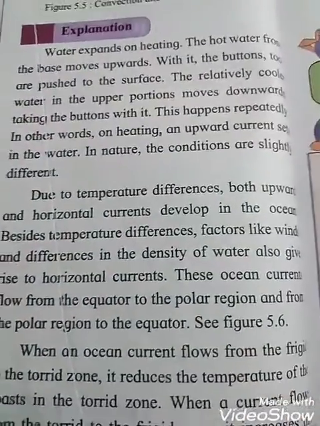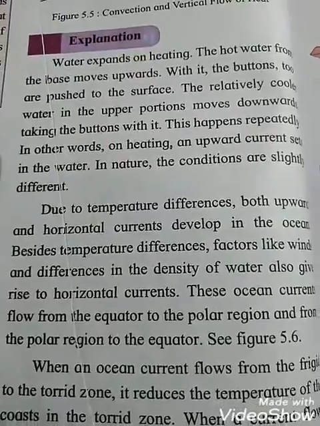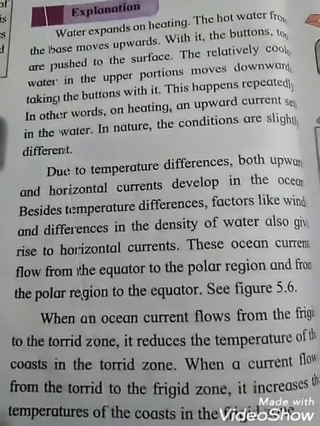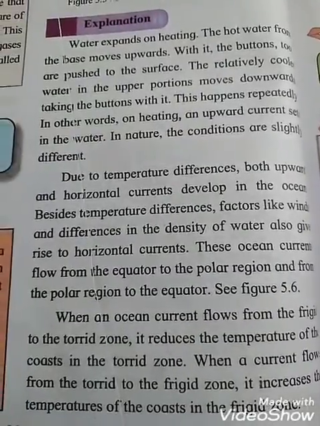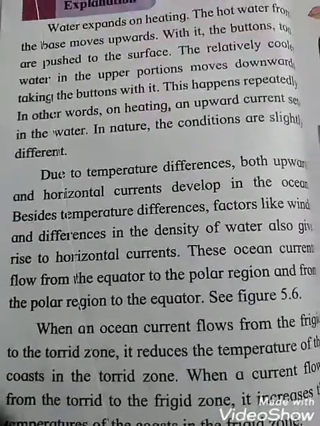Okay, students, see this way. It will flow from the equator to the polar region and from the polar region to the equator. When an ocean current flows from the frigid to the torrid zone, it reduces the temperature of the coast in the torrid zone.